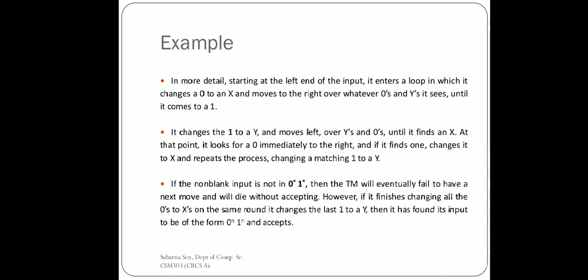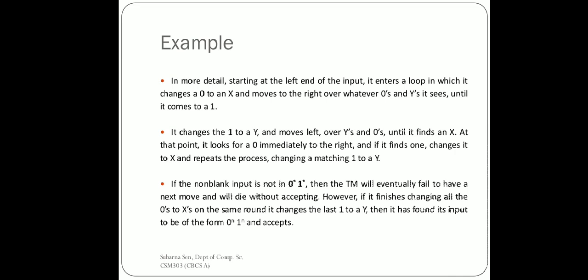Now in more detail, starting at the left end of the input, it enters a loop in which it changes a 0 to an x and moves to the right over whatever zeros and y's it sees until it comes to a 1. What is the meaning of it? I think the concept will be clearer in the next slides, where we are going to represent this using a transition table. You can see there how the situation is working.